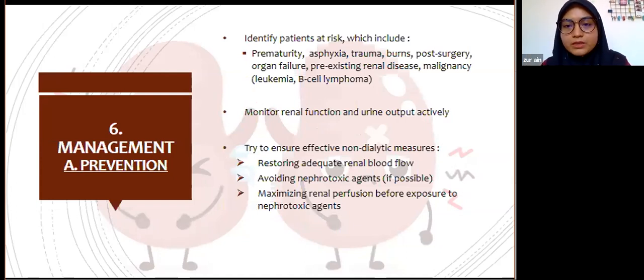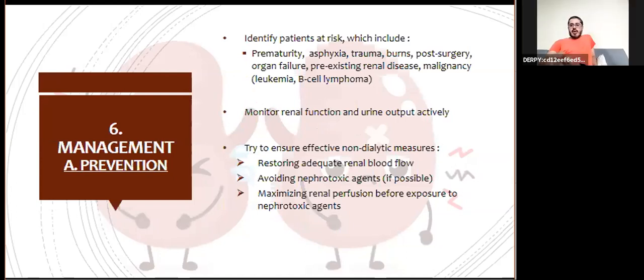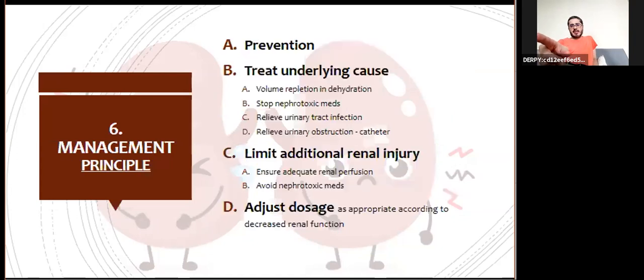For prevention. Okay, can you go back to the previous slide? So treat the underlying cause. If you have one patient, open question also. If you have one patient with spina bifida, what will you do to prevent AKI? Yes, open question. Patient with spina bifida.